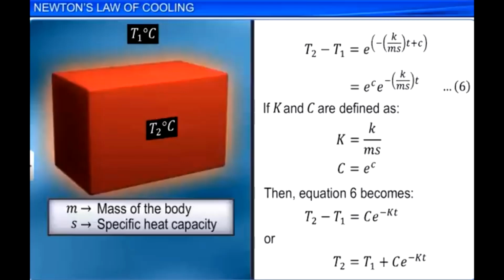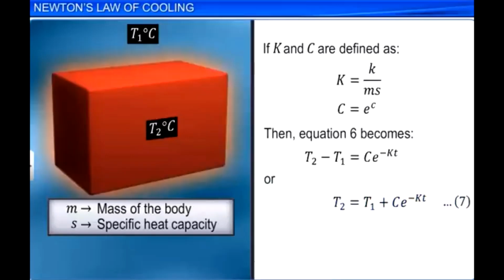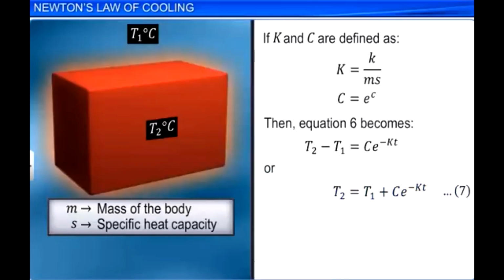This equation can be used to calculate the time taken for a body to cool through a particular range of temperature. The law is applicable to small temperature differences. Even when the transfer of heat is due to a combined effect of conduction, convection, and radiation, the rate of cooling is proportional to the difference in temperature.